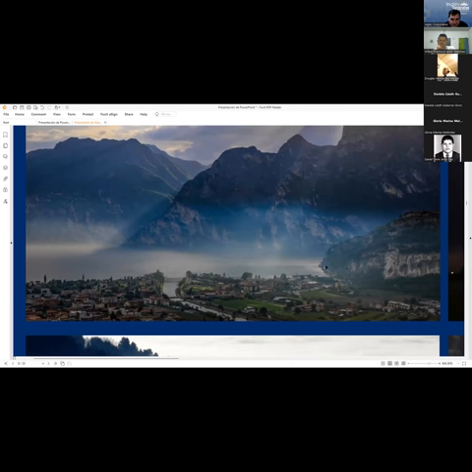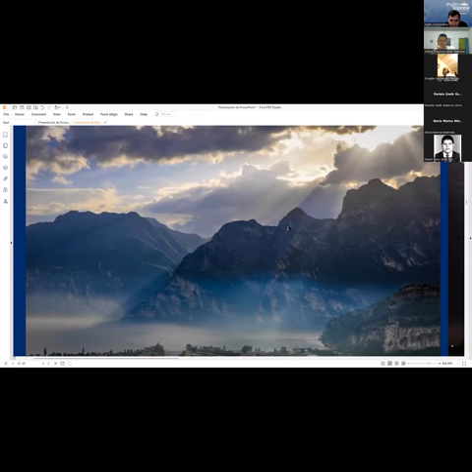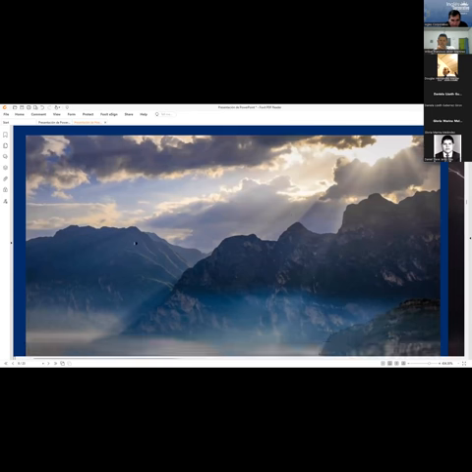Yeah, it's nice. Is it going to rain here? Do you think it's going to rain? No, right? Maybe it's going to be windy. Okay, maybe.